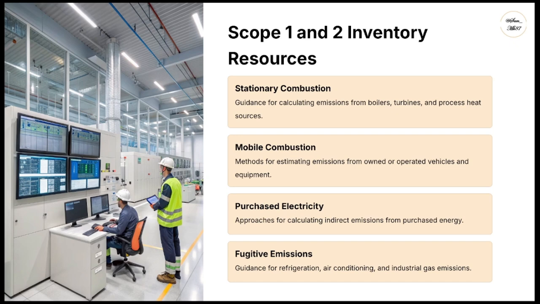Purchased electricity falls under Scope 2, and there are two main approaches for calculating these indirect emissions: the location-based method, which uses grid average, and the market-based method, which reflects the specific energy contract or renewable purchases. Lastly, we have fugitive emission, which comes from leaks or releases, often from refrigeration systems, air conditioning, or pressurized industrial gases. These can be harder to detect, so specialized guidelines help to estimate them more reliably.